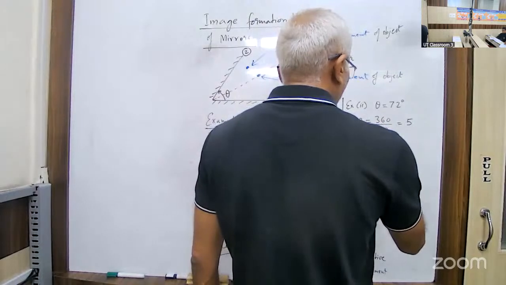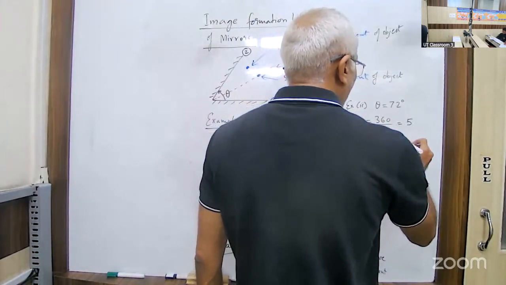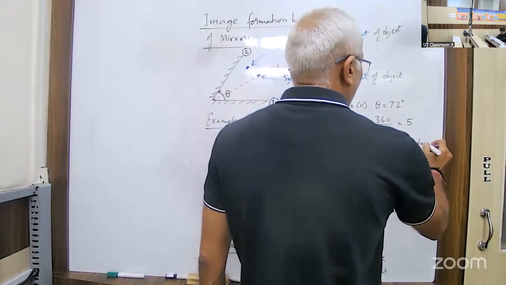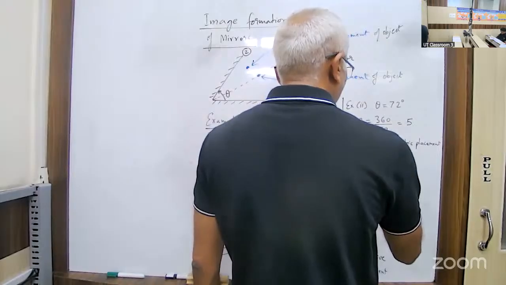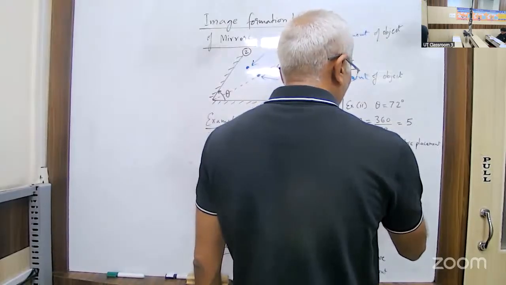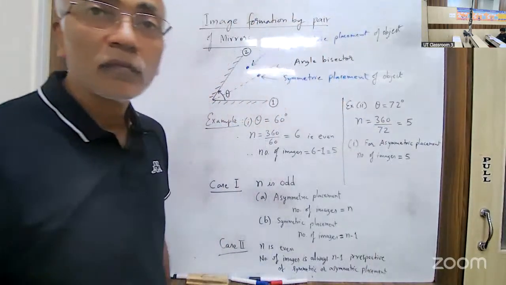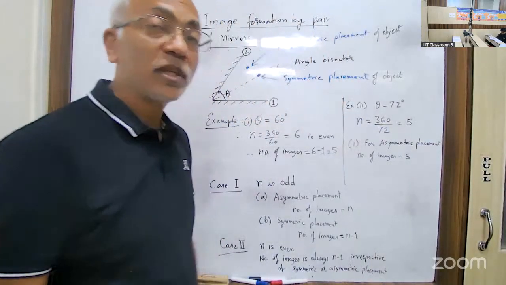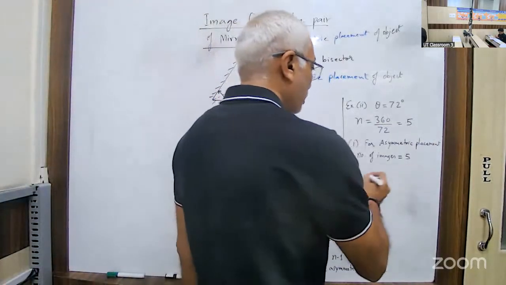ठीक है, अब यहाँ पे for asymmetric placement, number of images equal to 5 only. सर तो हमें ऑड आया तो दोनों के लिए अलग अलग निकालना पड़ेगा. अलग अलग क्वेश्चन पे डिपेंड करेगा. क्वेश्चन में पूछा होगा, नहीं पूछा है तो दोनों के लिए लिखना है.